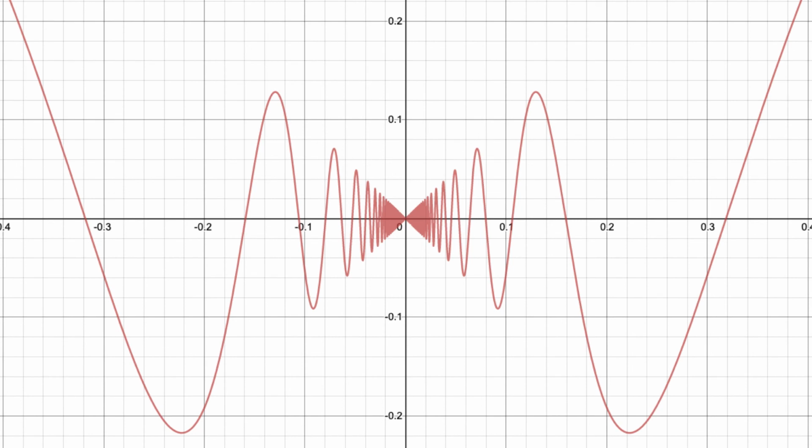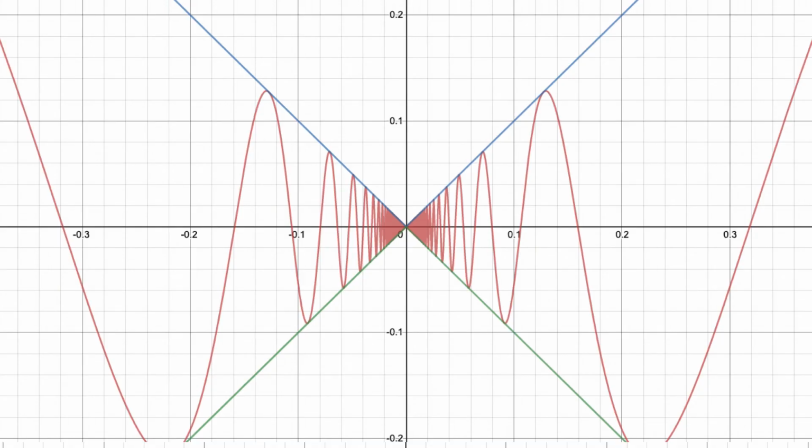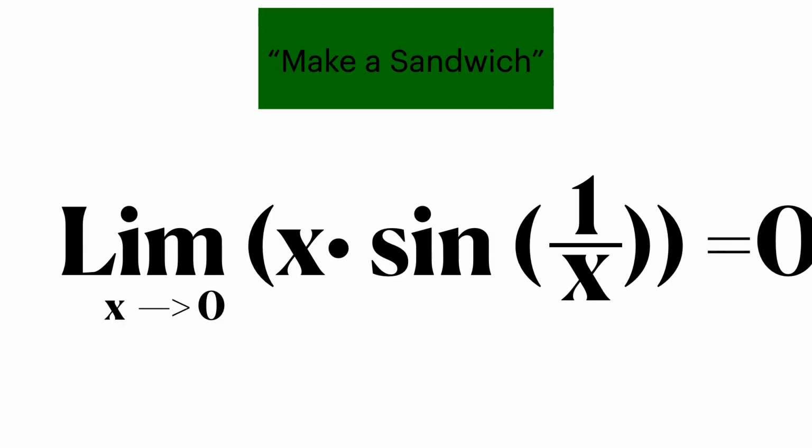Now, how do you think we can squeeze this? Well, we're going to need a straight function, and actually there's a function for that. It's called the absolute value. The absolute value of x and the negative absolute value of x. And this actually makes it obvious that the blue one, which is the absolute value of x, approaches 0, and the green one, the negative absolute value of x, also approaches 0. So that means that this limit is also equal to 0.